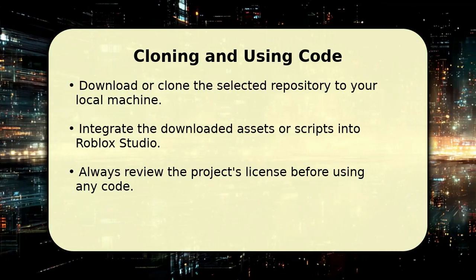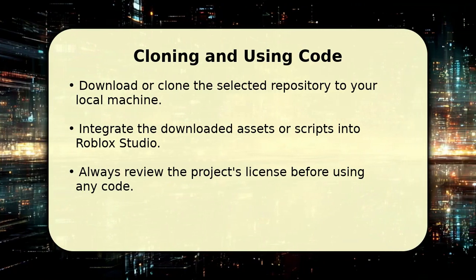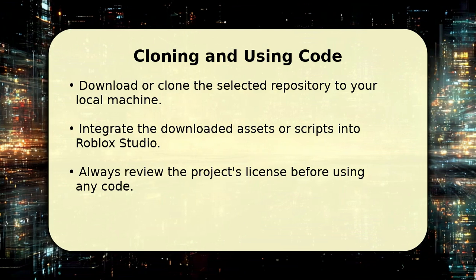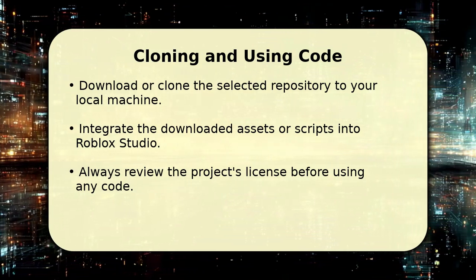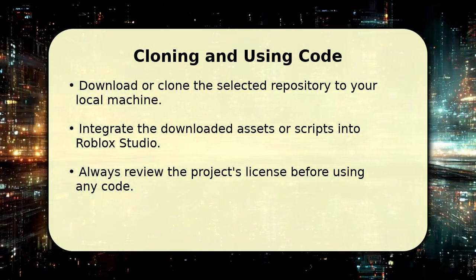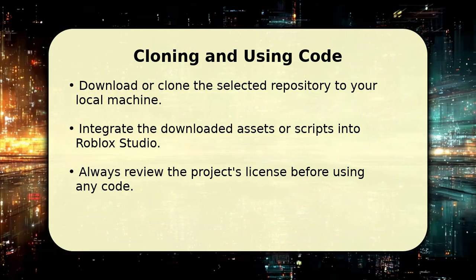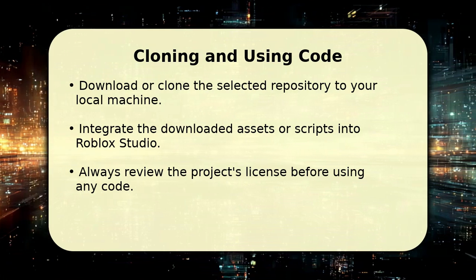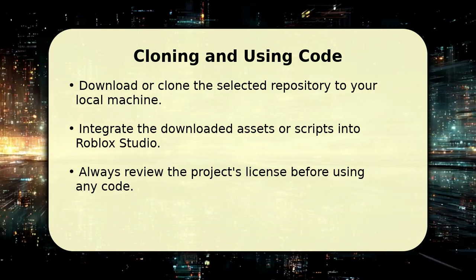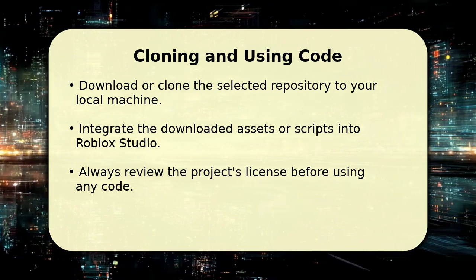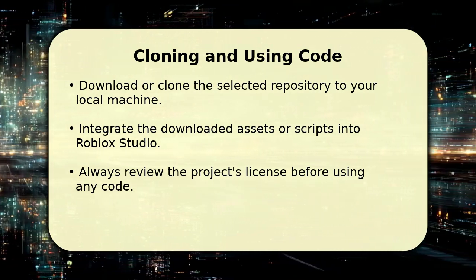Once you have found a suitable repository, you can either clone it to your local machine using Git or simply download the repository as a zip file. After downloading, open your Roblox Studio environment. You can then import the scripts, models, or other assets into your own Roblox game project. Always remember to review the license agreement for each repository to ensure you comply with the terms of use before integrating any code or assets.